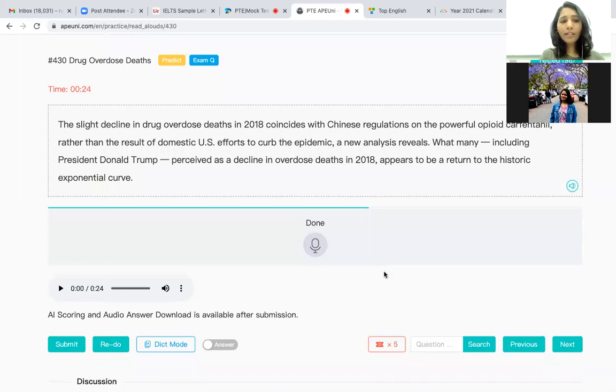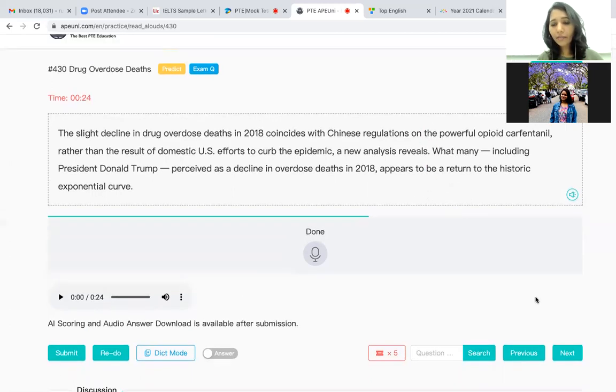So here you went really fast. You said the slight decline in drug overdose deaths in 2018 coincides with Chinese regulations on the powerful opioid something rather than the result of US domestic efforts to curb the epidemic, a new analysis reveals. And then you went, what many, including President Donald Trump, perceived as a decline in overdose deaths in 2018 appears to be a return to the historic exponential curve. So here you slow down a bit, and here you were a bit faster. So I think what you read from here is sounding a little clearer. Okay. So ready for the next one? Yep.